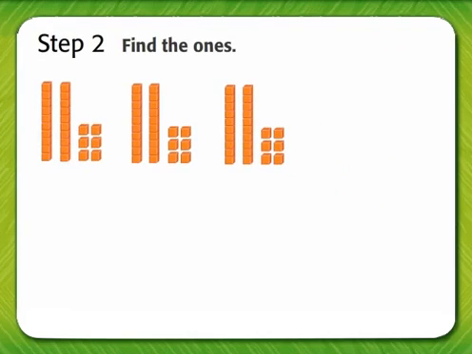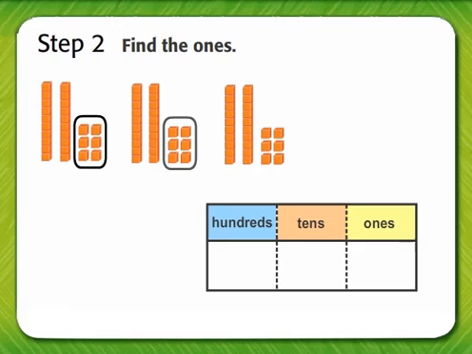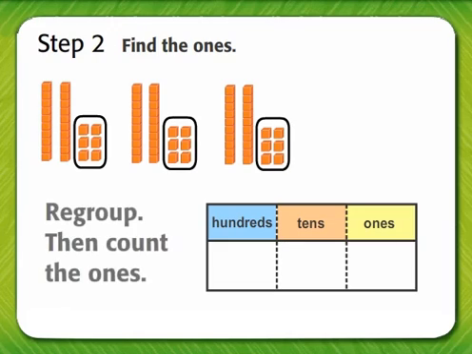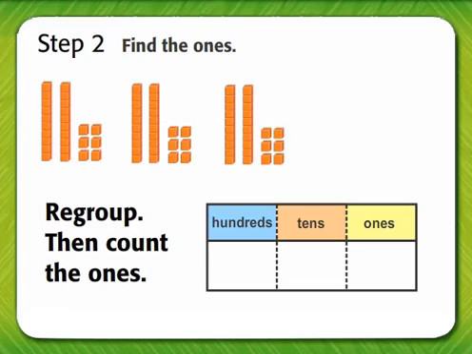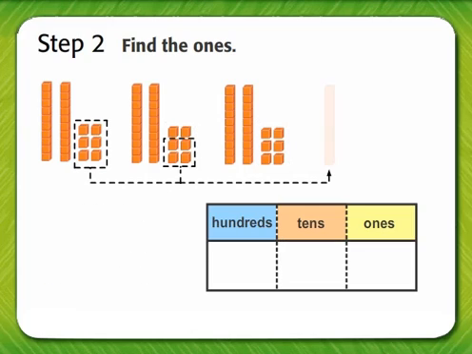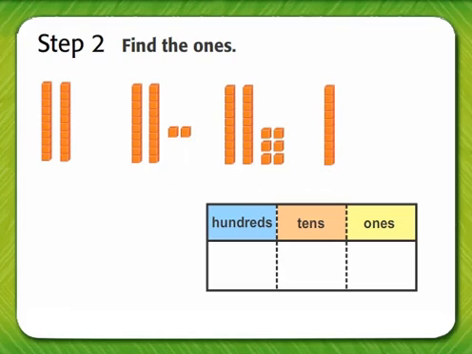Next, find the ones. There are 6 ones in each group. 6 plus 6 plus 6 equals 18. Since we cannot have 18 in the ones place, we will need to regroup. Let's count 10 ones to make a 10. How many ones are left? There are 8 ones left, so write 8 in the ones place.